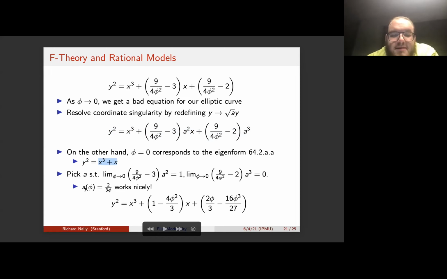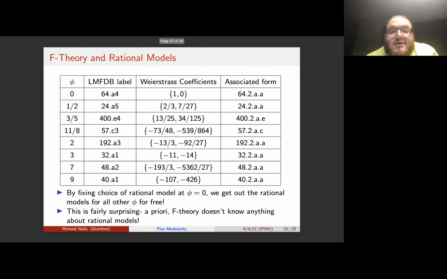So you can do that by picking a of phi equal to 2 over 3 phi. Then if you plug that into this equation, you get this family of elliptic curves. And this family of elliptic curves is very nice. For all rational phi, it has the right rational j invariant, and it's defined over Q for all rational phi. And at phi equals 0, it gives you the right modular form. But it's even better. It gives you the right modular form for all phi.